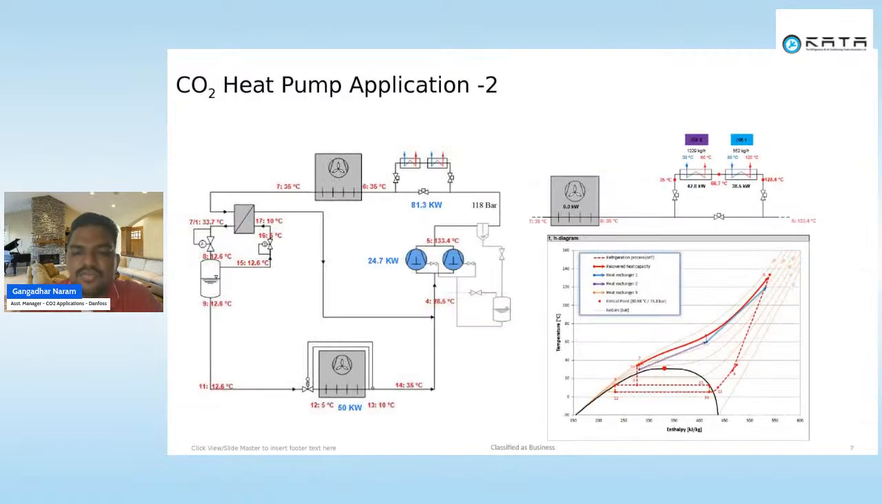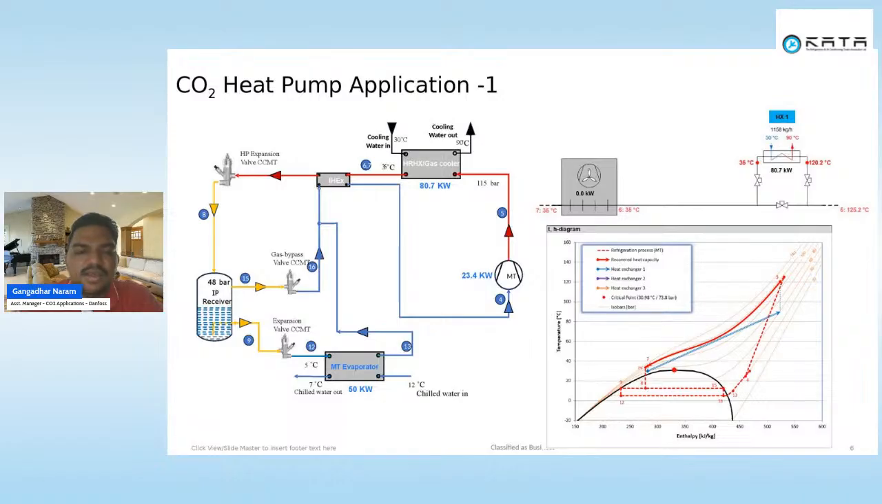If you can see in this slide, there is a flash gas. This flash gas is generated during the throttling process. This flash gas is of no use in general, because it is generated only by throttling. We try to use the flash gas that is generated at the IP receiver in such a way that we can reduce the power consumption of the compressor.